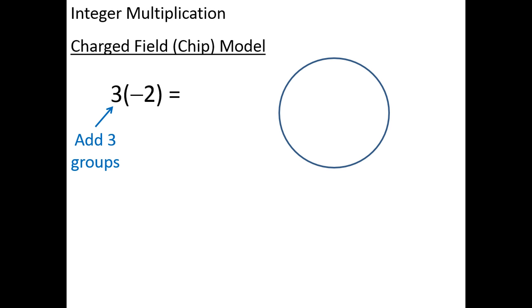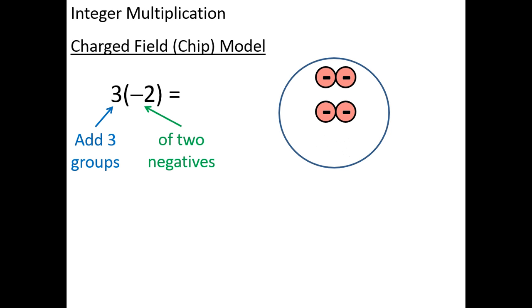So moving on to our next operation with integers, multiplication. We can use a charged field model, a chip model. So let's think about something like 3 times negative 2. Now we thought about multiplication as repeated addition, and that'll be helpful here. 3 times negative 2 means we have 3 groups of 2 negatives. So we're going to add 3 groups of 2 negatives to our field, and we end up with 6 negative charges. So 3 times negative 2 is negative 6.